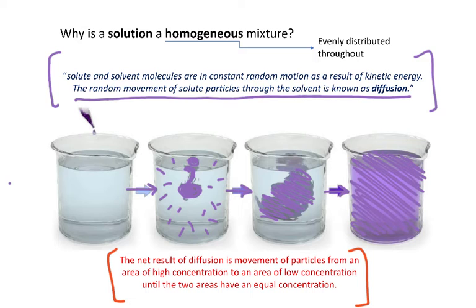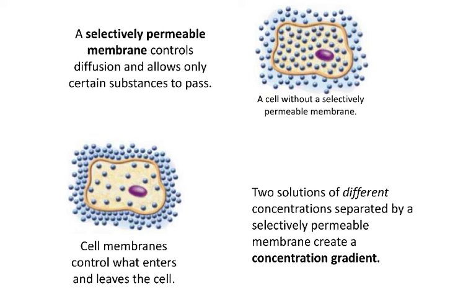And diffusion occurs, as we said here, until the two areas have equal concentration, unless there is something in place to prevent diffusion from occurring naturally. And that's where we're going to go next. So diffusion can be controlled by a selectively permeable membrane.